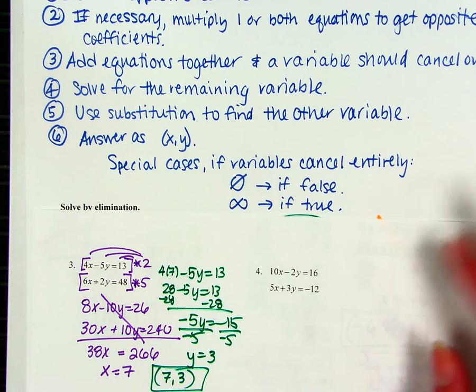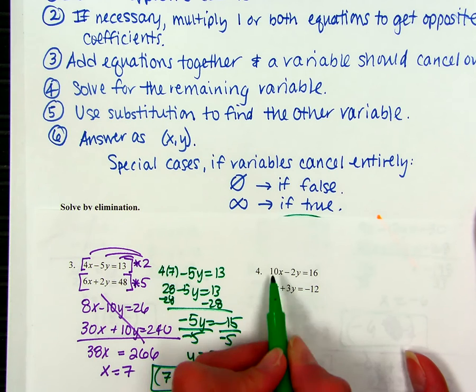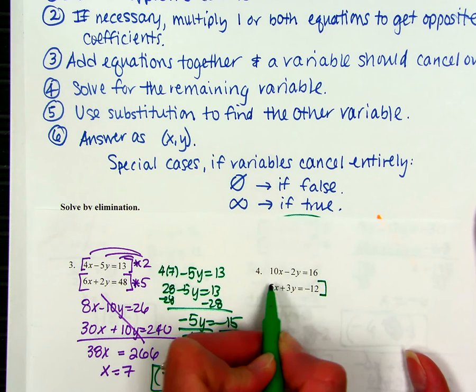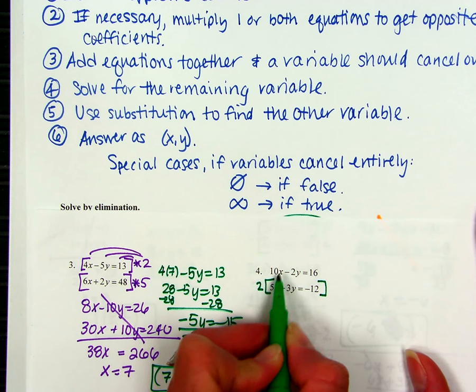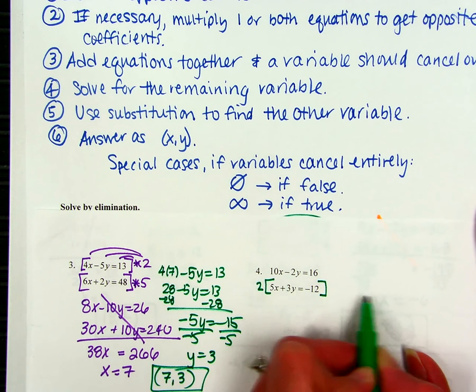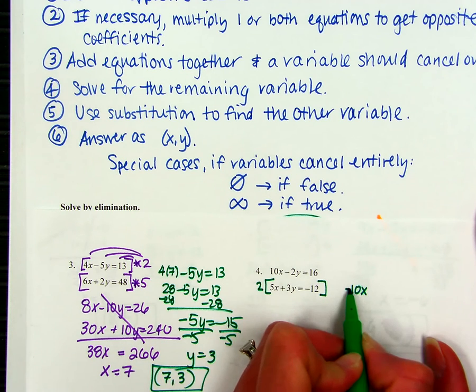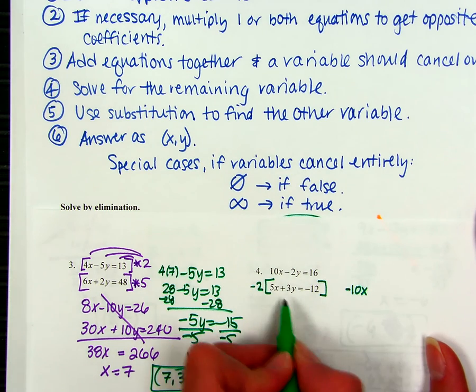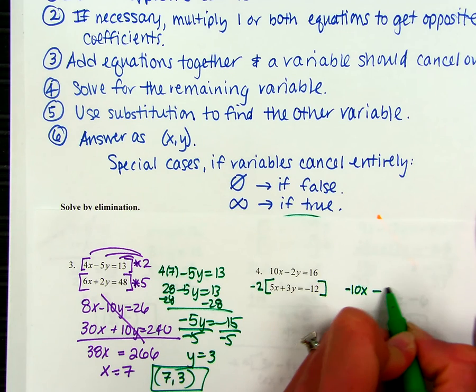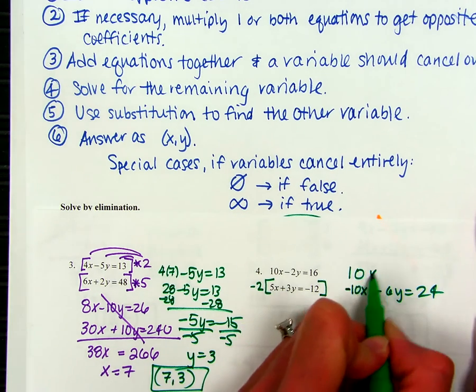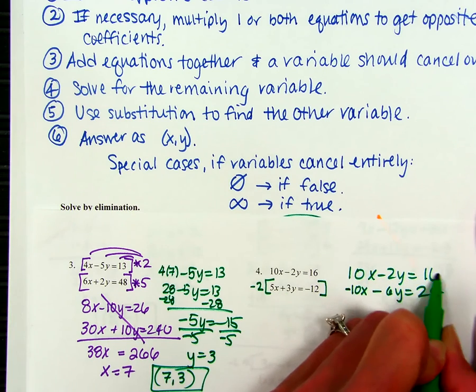All right, last problem. We've got 10 and 5. Well, I can make this say 10 if I multiply by 2. However, if I just multiply by 2, that's only going to give me positive 10. Right? I don't want 10x. I need it to say negative 10x, so I need to multiply by negative 2. So I would get negative 10x minus 6y equals positive 24. The top equation you don't have to change at all.